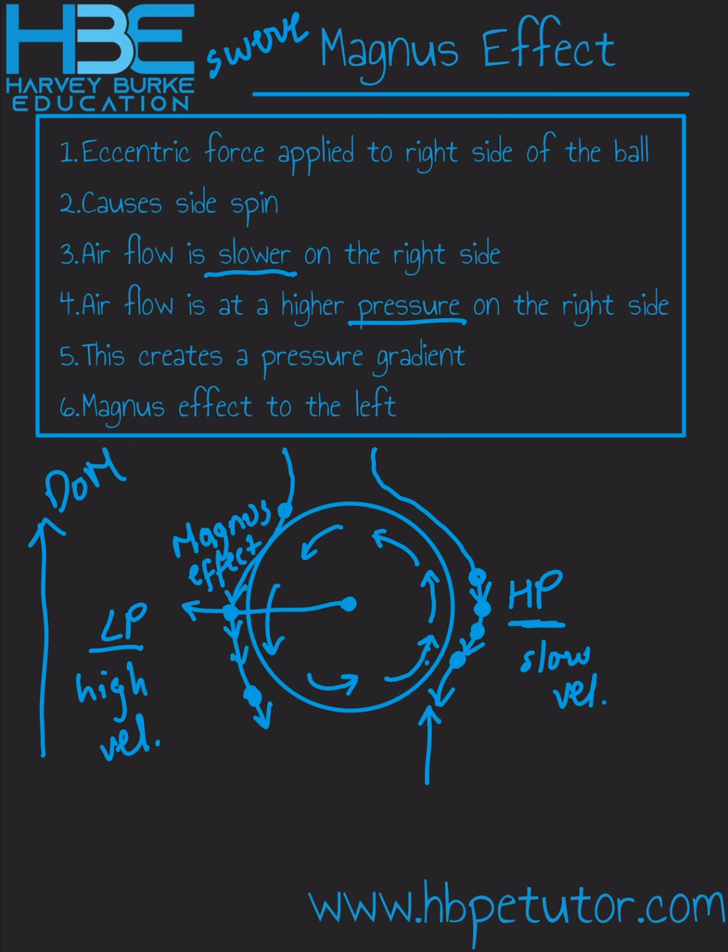But ultimately, in a Magnus effect question, always start by saying an eccentric force is applied to whatever side. State what type of spin that creates, and then just comment on the velocity and the pressure of the air on both sides, and say that a pressure gradient is created, and then just say what direction the Magnus effect acts in to finish.